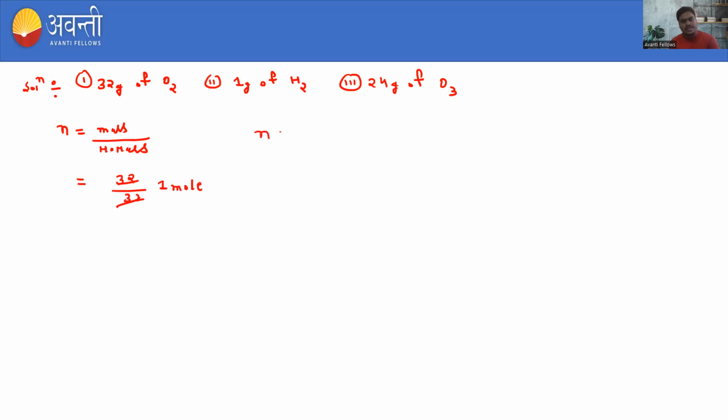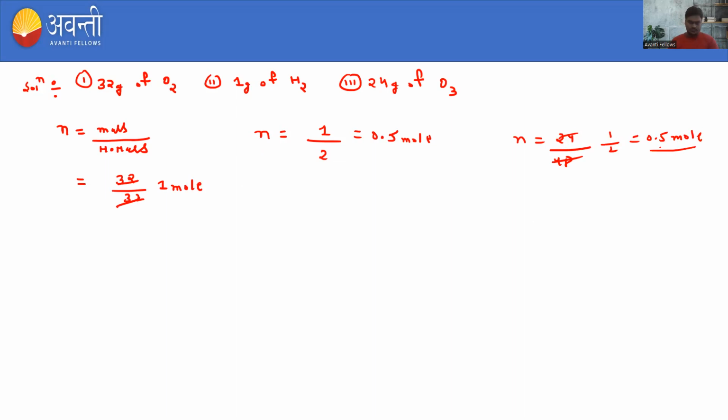Again, in this case, n is equal to mass, which is 1, divided by the molecular mass, which is 2. So this comes out to be 0.5 mole. Again, in the third case the mass is 24. What is the molecular mass of O3? The molecular mass of O3 is nothing but 48, right? So this comes out to be 1 by 2, that is 0.5 mole.